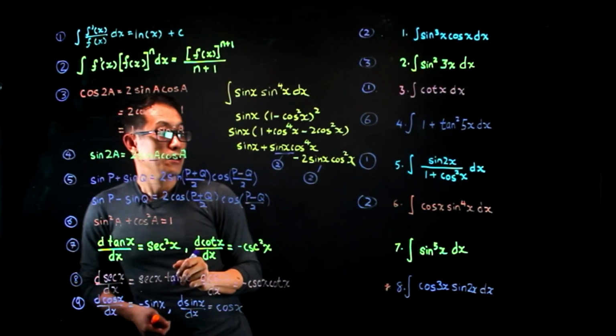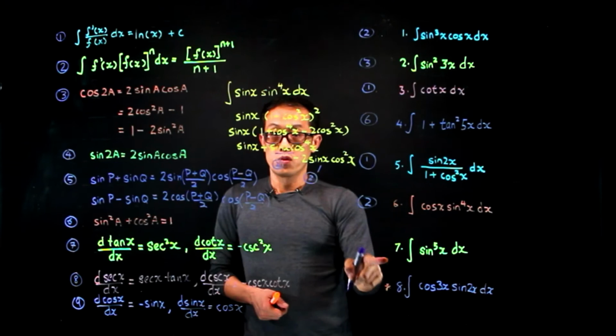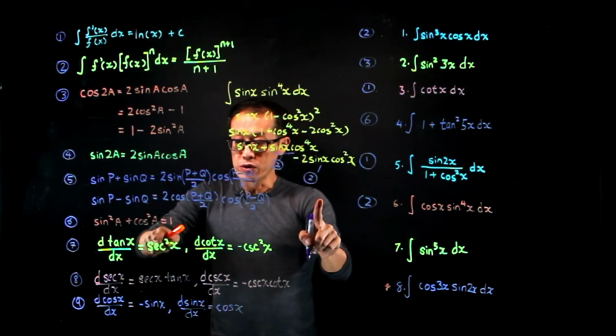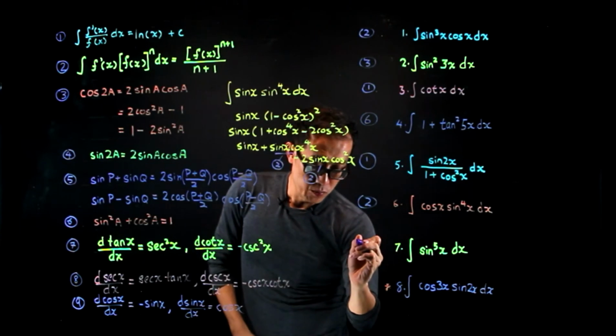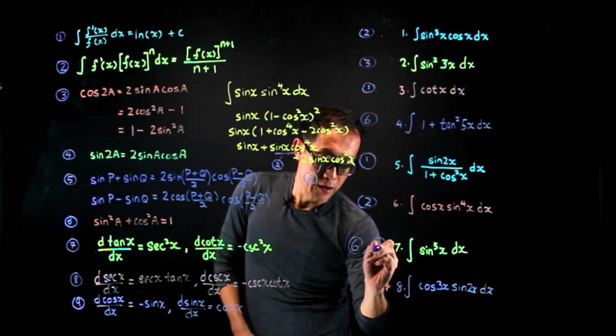Now, so we are making use of formula 2, all right? At the same time, we use 6. So 6 and 2.